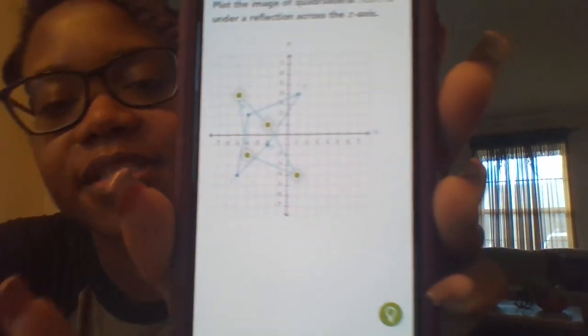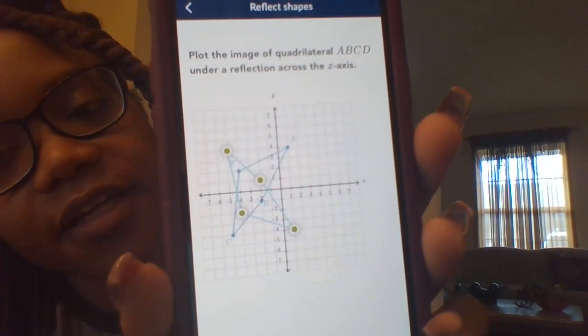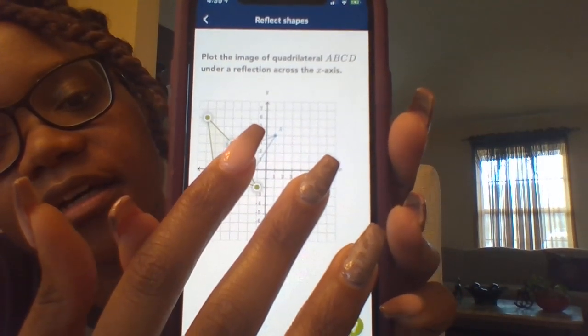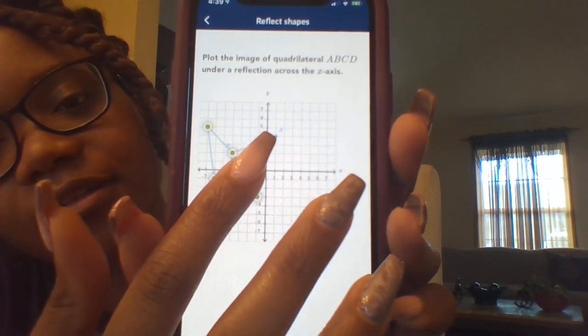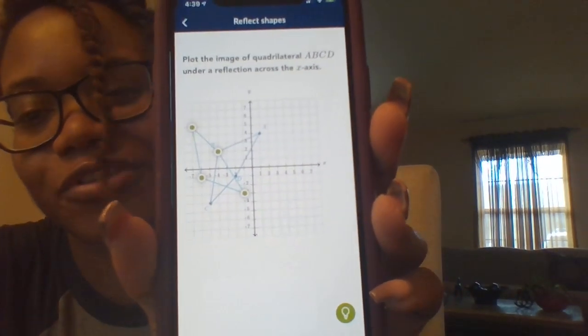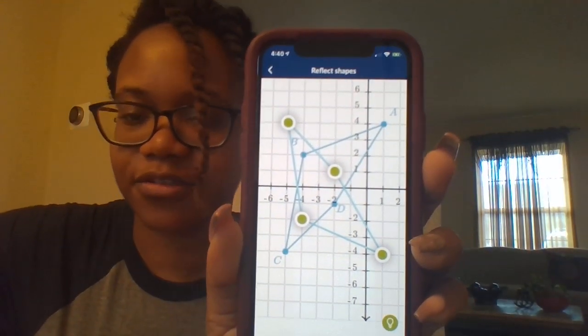This is the next problem that was given to me in the set. They asked me to reflect the given figure over the x-axis. Of course I moved it. I guess I can move the whole thing back. Let me move it back and I'll show you guys. So this is our final answer for this one.